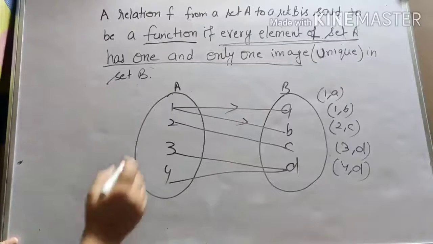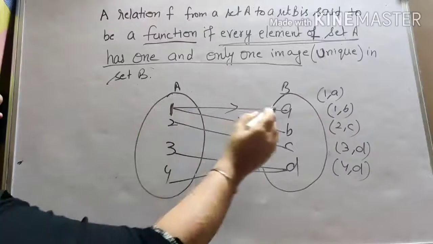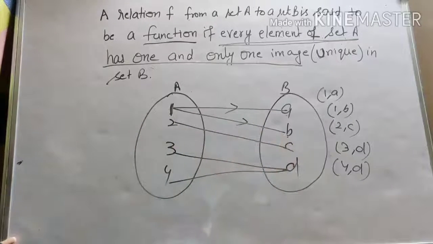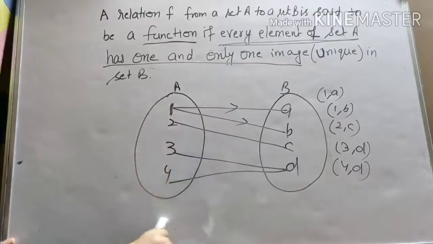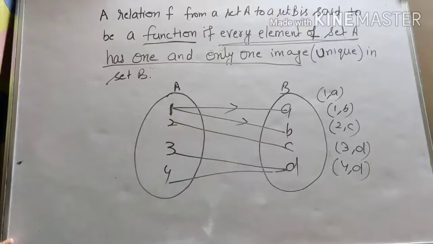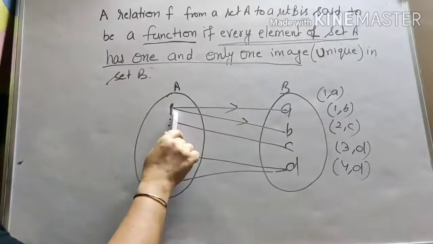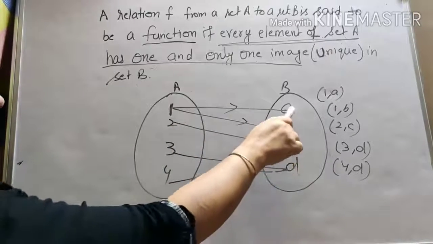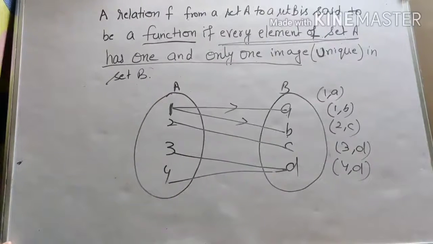Why? Because element 1 has two images A and B. But according to the definition, every element must have a unique image in B. Therefore, this relation is not a function because 1 has two images A and B.